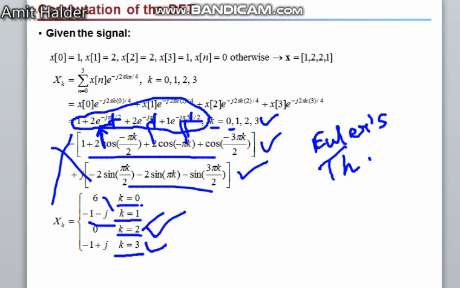You have to keep remembering one thing, that is the equation xk. That's the only thing. Otherwise, for each and every sequence, whatever it might be, you could easily calculate the DFT. So computation of the DFT is not too tough. You just have to understand the basic mathematics, the trigonometrical terms, and Euler's theorem. Everything will be in your hands and you will easily calculate it.